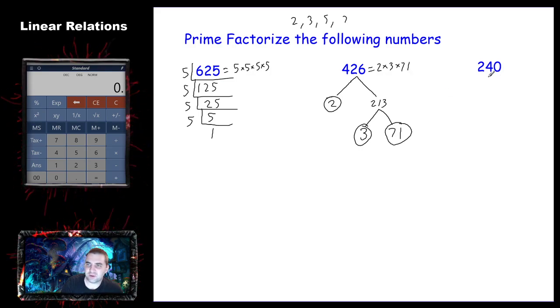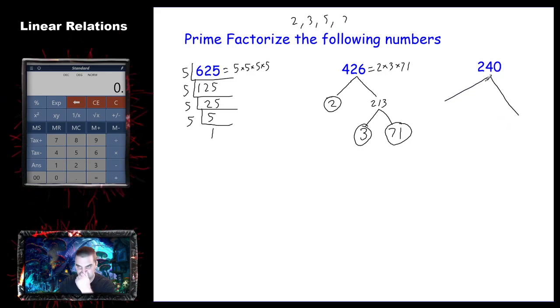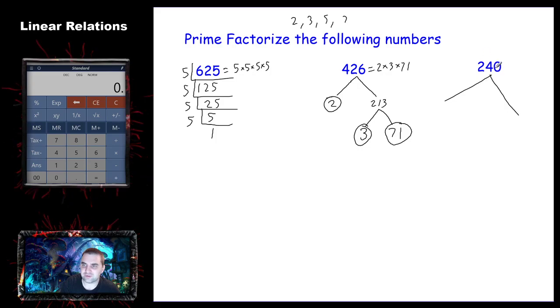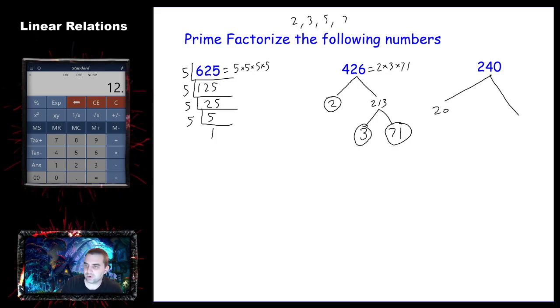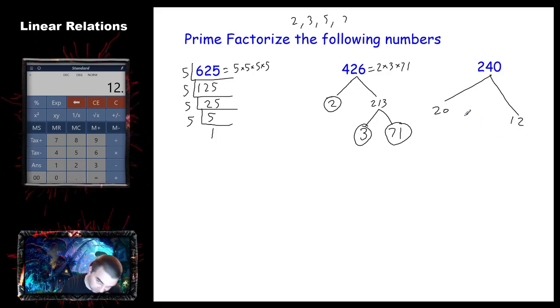Let's try a tree method with 240, just because I didn't really get to do my tree for the other one. So 240, I'm looking at that. I have a 0 at the end. I know I can divide by a nice number like 10. But I also see that it's an even, like it's 40, right? So I know I can also definitely divide by 20. Let's just do that. 20. So what is 240 divided by 20? Well, that is 12.